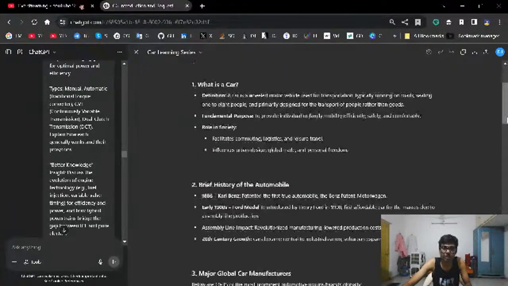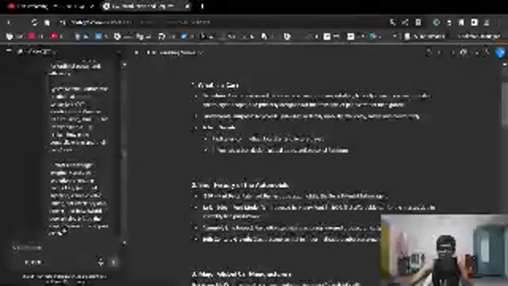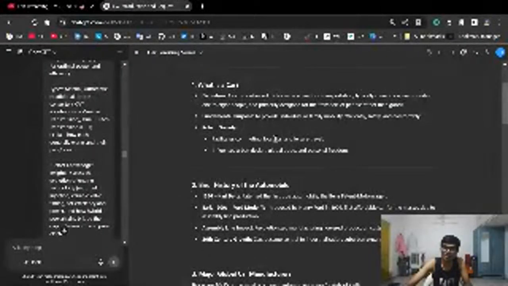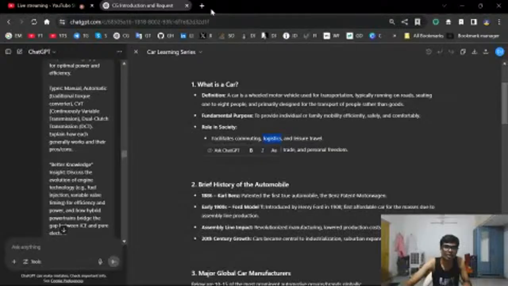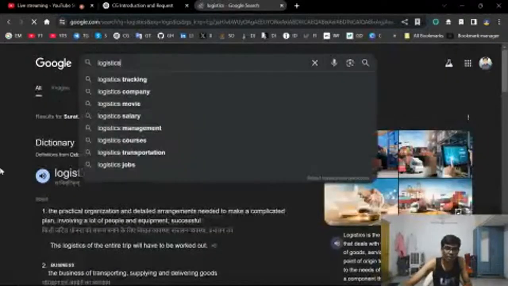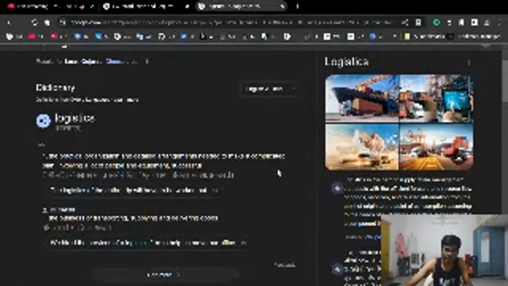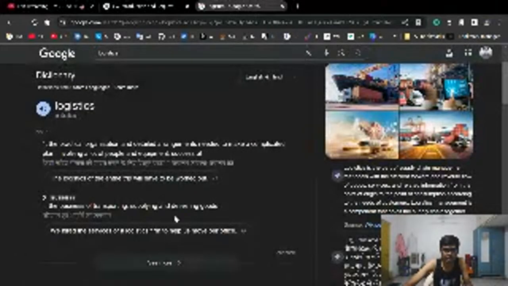Okay, what is the role in society? Facilitates commuting, which means going from one place to another place. Logistics means transporting, and logistics is a very good word. Let me just clear that with you guys. Logistics: practical, organized, and successful. As I said, it's the business of transporting, supplying, and delivering goods.